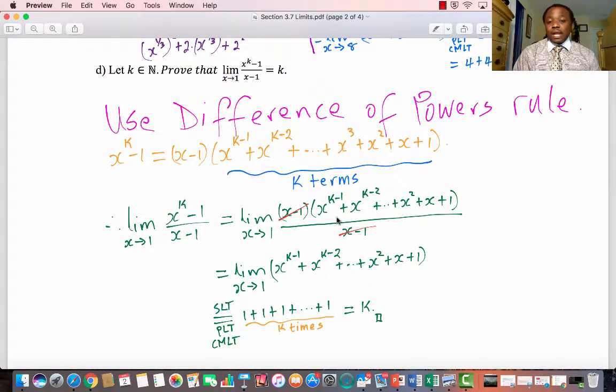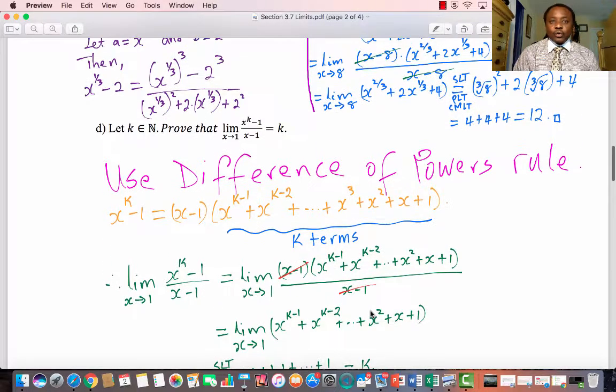Now I can cancel out x minus 1 and x minus 1, and I'm left with k terms. Substituting x equals 1 for each of these would end up with 1 plus 1 plus 1, k times, and that gives us k. So we can conclude that the limit as x approaches 1 of (x to the k minus 1) divided by (x minus 1) is k.